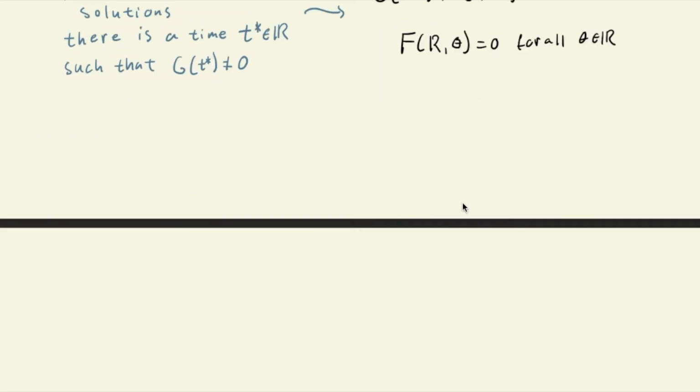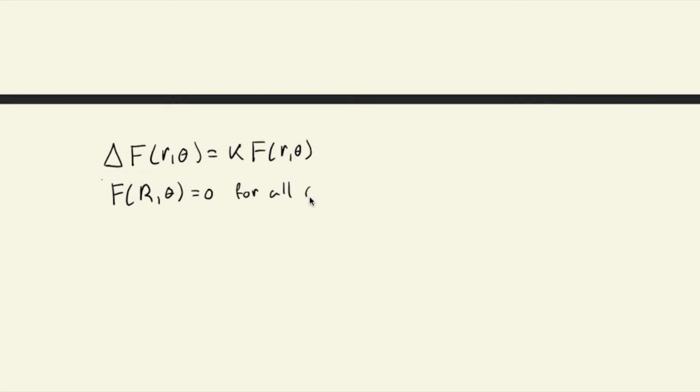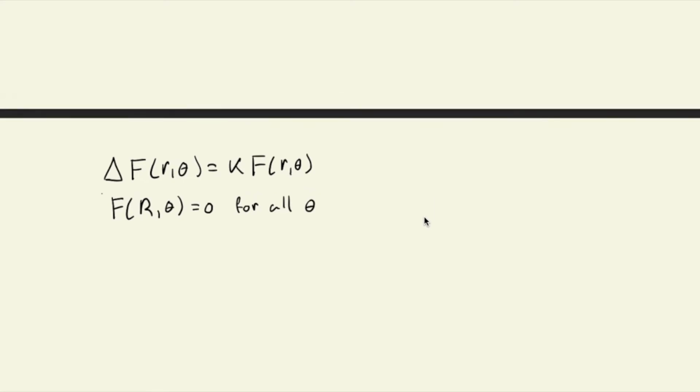Ooh, I guess I need a new page. So the problem that we have now is that the Laplacian of f is equal to k times f(r, theta), and f(R, theta) is equal to 0 for all theta. And there's one more thing that we should write here, which is that this function f(r, theta) is actually periodic in the theta variable.